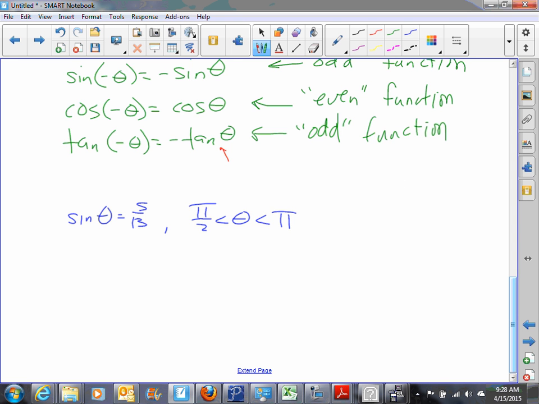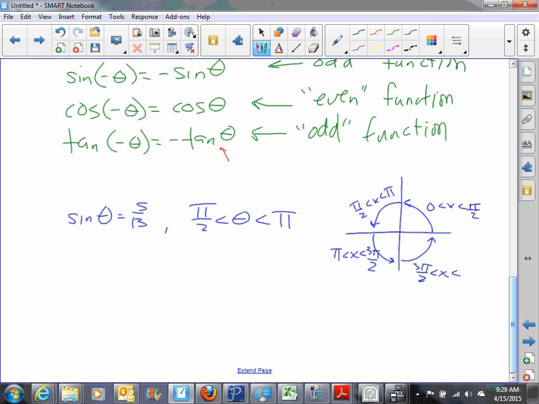And in radian measure, remember, from 0 to pi over 2 is in the first quadrant, from pi over 2 to pi is in the second quadrant, from pi to 3 pi over 2 is in the third quadrant, and from 3 pi over 2 to 2 pi is in the fourth quadrant. Let me just go ahead and write this in. 0 less than x less than pi over 2, pi over 2 less than x less than pi, pi less than x less than 3 pi over 2, and 3 pi over 2 less than x less than 2 pi.